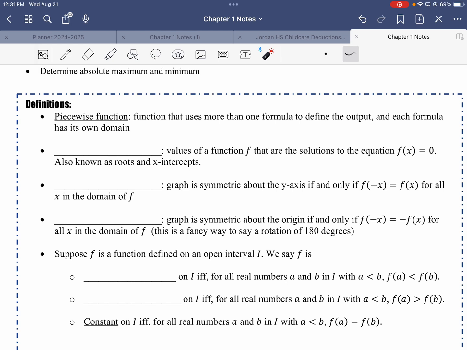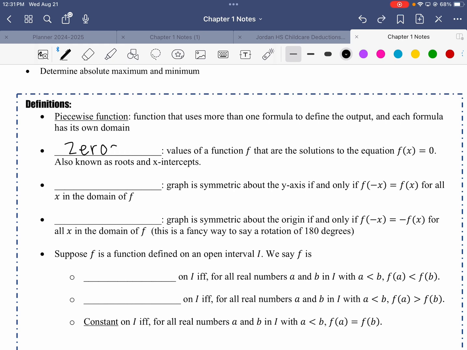Okay, so we need to know what the values of a function f that are the solutions to the equation f of x equals 0. They are also known as roots and x-intercepts. Does anybody know what word I'm looking for? Zeros.